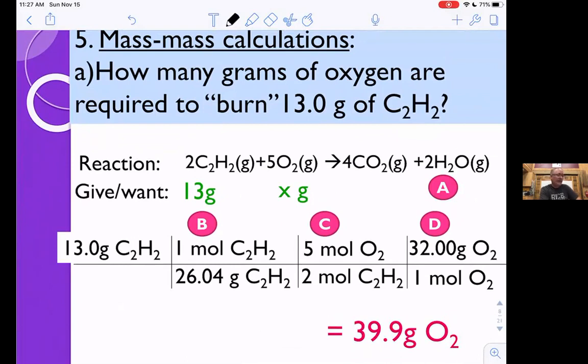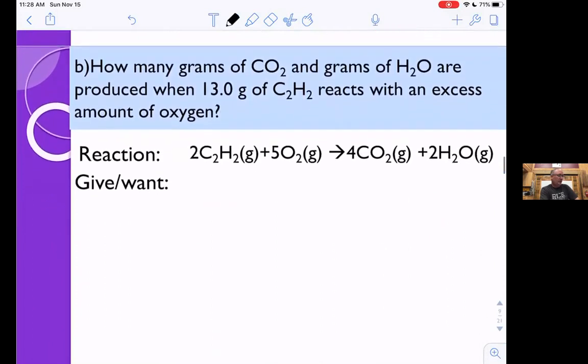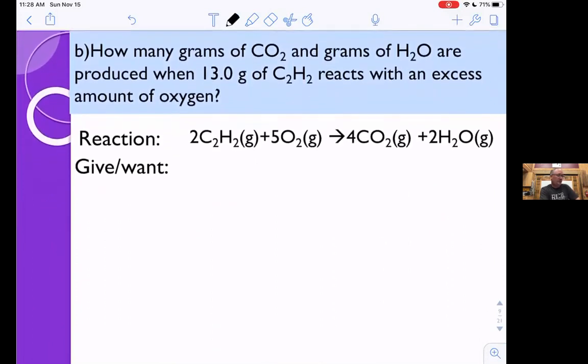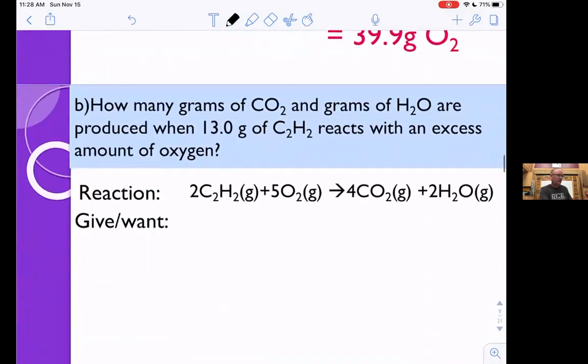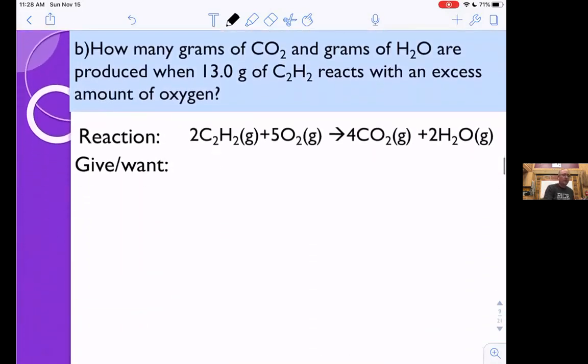Let's try another one. So that's mass, right? So changing from mass of one substance to mass of another substance, regardless of whether they're reactants or products. So here's another one. How many grams of carbon dioxide and grams of water are produced when that 13 grams of C2H2 reacts with excess oxygen? So in this case, if I go back up, it's the same problem, right? So I'm just doing a part B of this problem, solving for the CO2 and the H2O. But I'm going to do two little calculations to find out how much of each of those are produced. So I'll have two different equations.